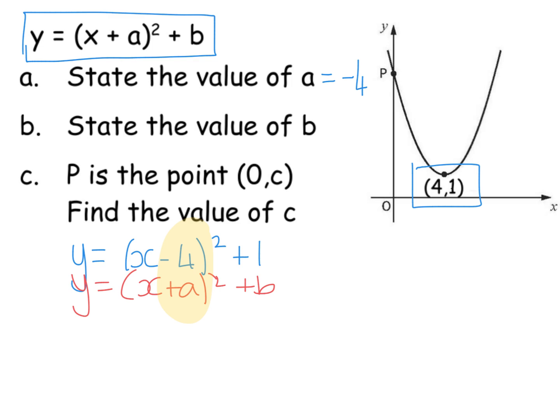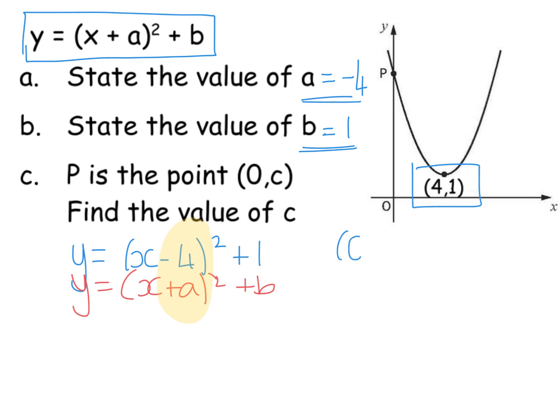And then b is just whatever's in the end. b is plus 1, so just b equals 1. So there's your answers to part A and part B. Part C is the wee twist of the question. It says P is the point 0, c, find the value of c. Well, P is your y-intercept. They're just asking you to get your y-intercept.